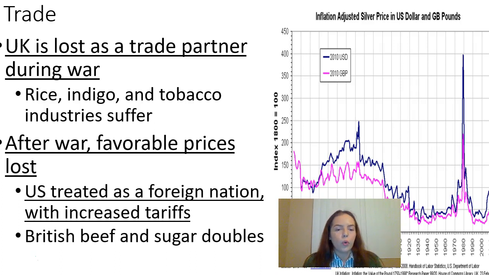After the Revolutionary War, we also see an increase in prices of products such as British beef and sugar, because now that we are no longer a part of Great Britain, we are a foreign nation to the British Empire. And because we are a foreign nation, we are going to be paying the tariffs that are placed on foreign goods. So as a result, we're paying double for things like British beef and sugar, anything that's going to be imported into the United States from Britain.